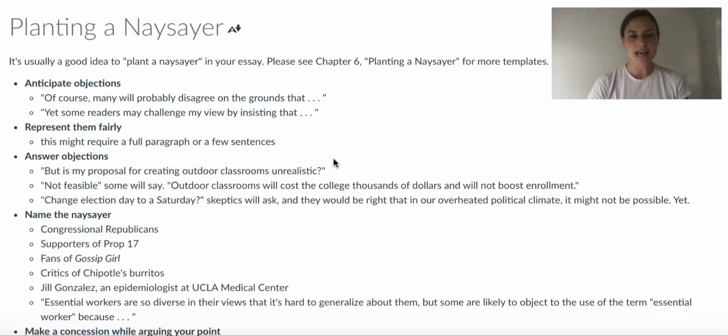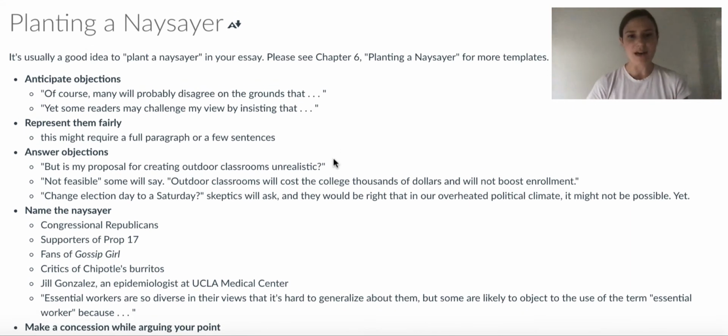Answer objections head on. Depending on the type of essay, whether it's a more informal conversational essay or a research paper, that will determine how you want to plant these naysayers. If it's a more informal paper, you might just ask a rhetorical question: "But is my proposal for creating outdoor classrooms unrealistic?" So you can ask a rhetorical question.